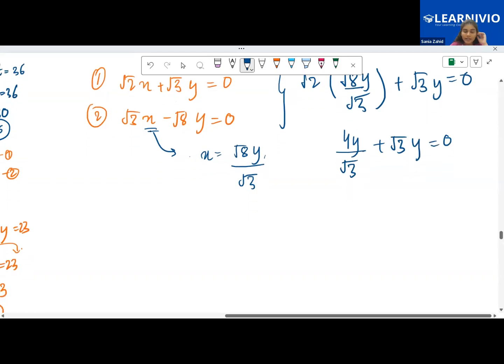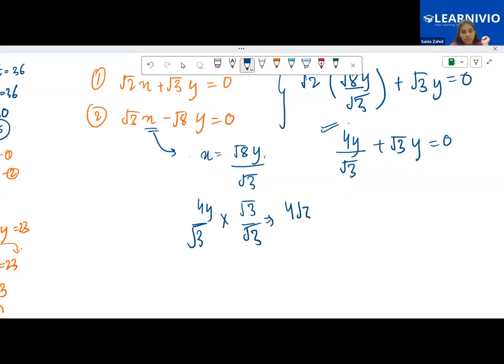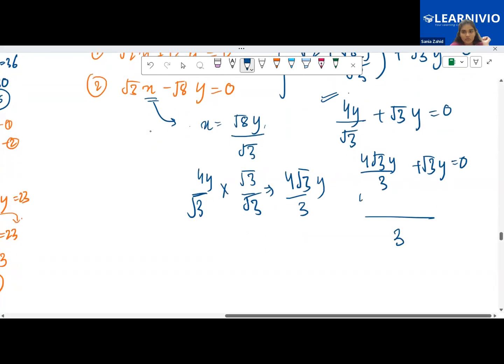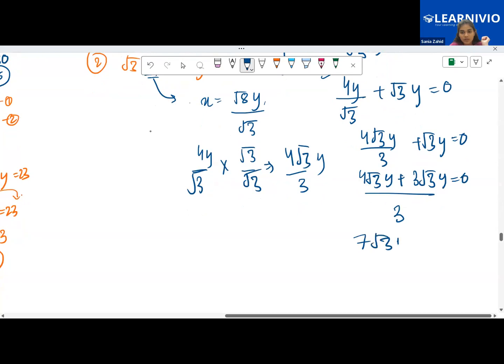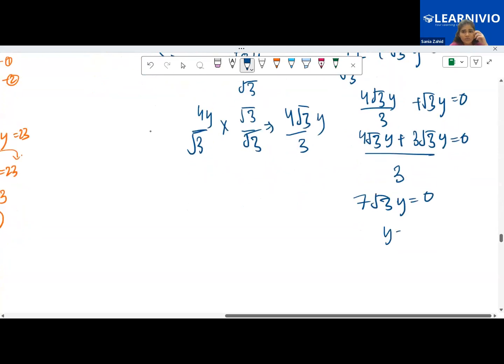Now see, I can do one thing over here. I can rationalize the denominator. If you remember rationalization from junior classes, we can rationalize this denominator. So this becomes 4y by root 3 into root 3 by root 3, which is 4 root 3y by 3. This makes it easier. Plus root 3y is 0. So my denominator becomes 3: 4 root 3y plus 3 root 3y is equal to 0. So 7 root 3y is equal to 0. y is equal to 0.